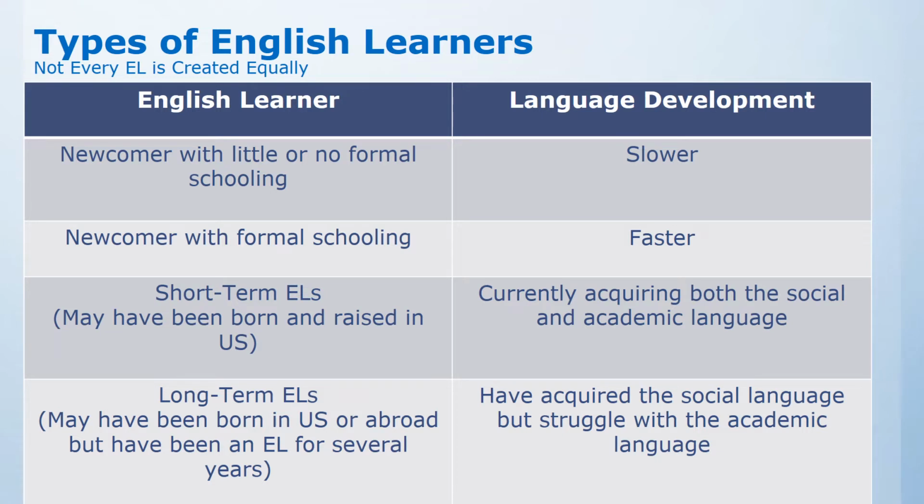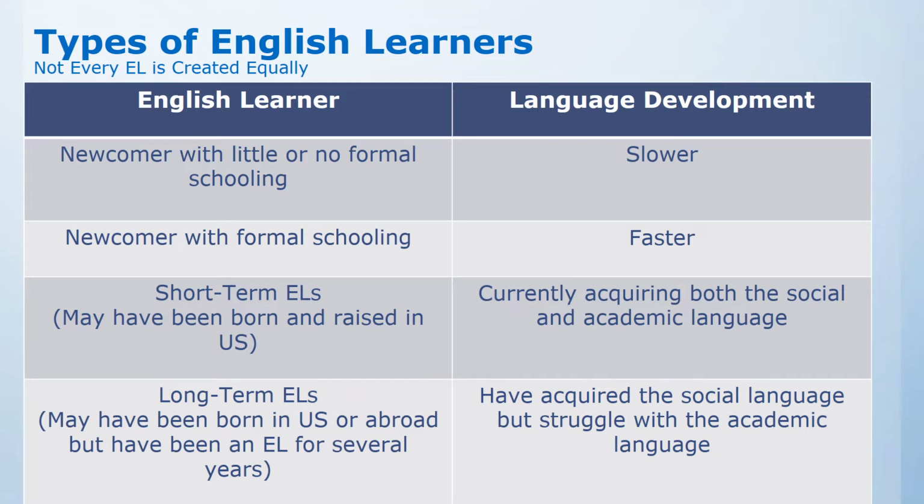These students come with developed literacy in their native language, thus facilitating English acquisition. Then you have your short-term ELs. These students may have been born here in the U.S. and they have been raised here, and they are currently working on acquiring both the social and the academic language. Then the last group of ELs that teachers must keep their eye on are the long-term English learners. These students have been English learners for a number of years.